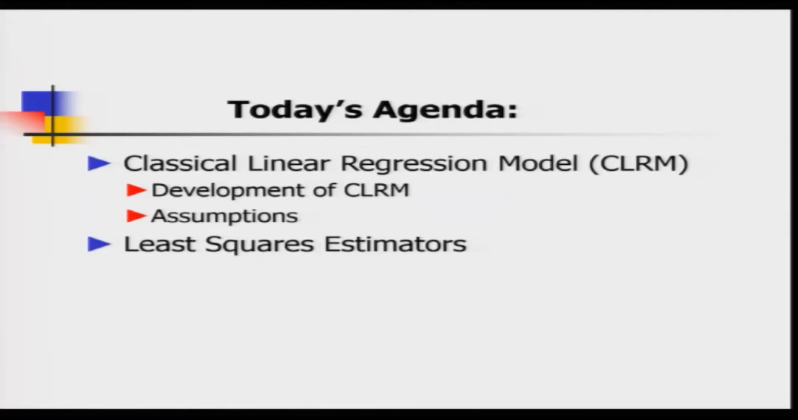So, before we start again with linear regression models in the context of econometrics, let us have a look at the agenda items for today. In today's lecture I am going to introduce what we mean by classical linear regression model, an abbreviation that is also very popular in the field, known as CLRM. I am going to show you how the CLRM is developed, and then I will talk about the assumptions, and finally I will end with a brief discussion on least squares estimators.